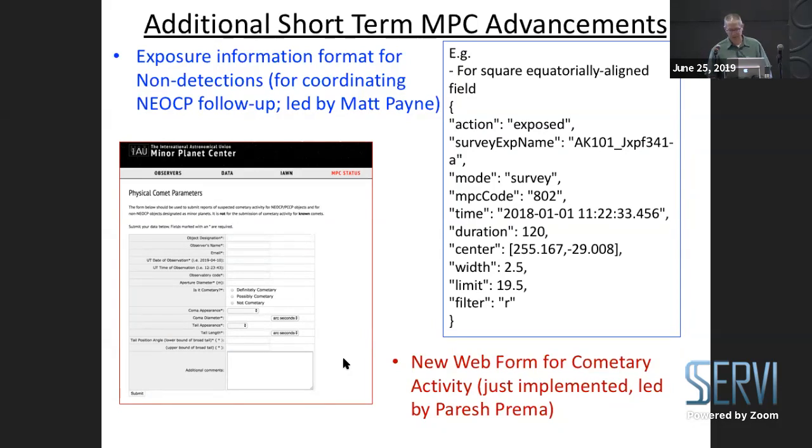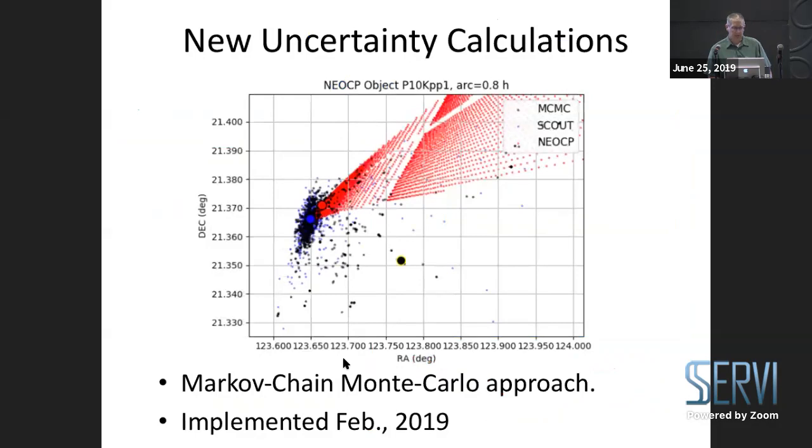And that was just launched. So in February of this year, a new version of the NEOCP uncertainty maps were launched, and those are Markov chain Monte Carlo generated uncertainty maps. That was stood up, and I think that's had a positive response from the community.